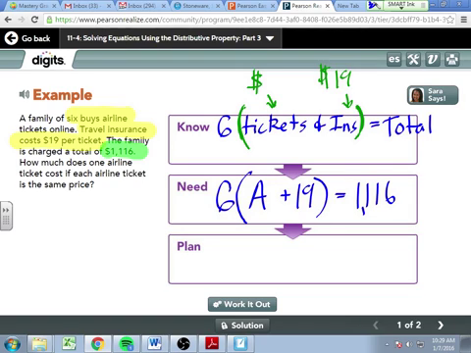Can I solve it? Yeah, sure. What do I do? Distribute the 6.